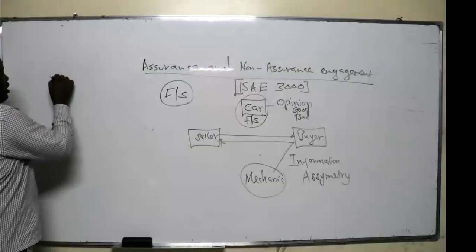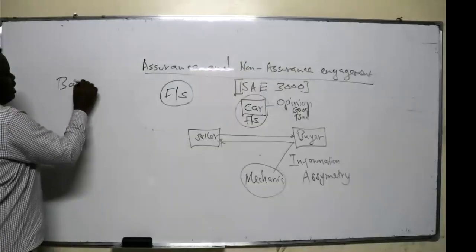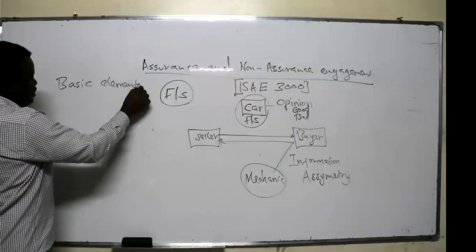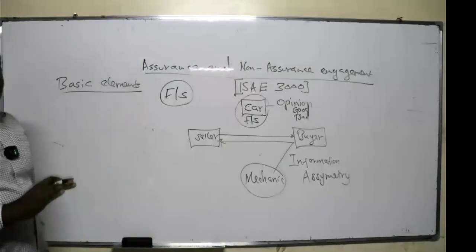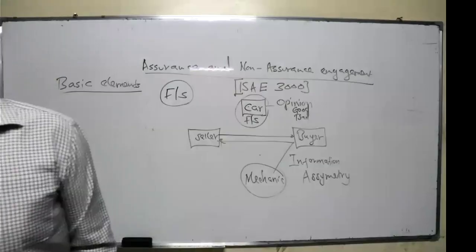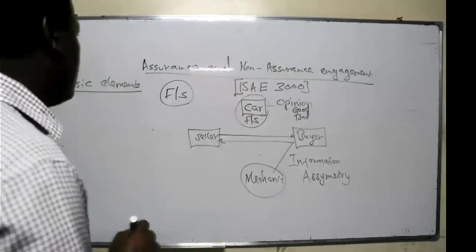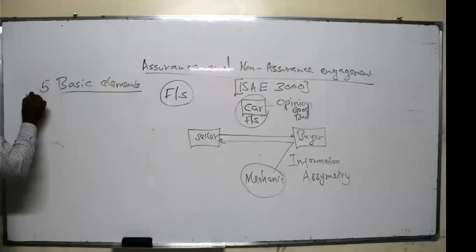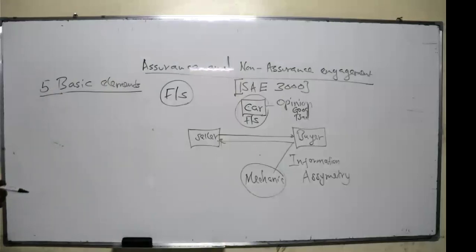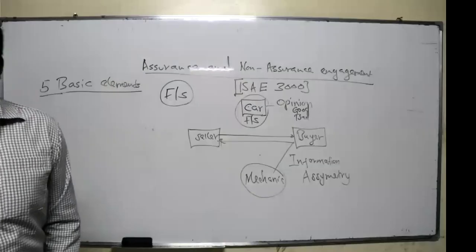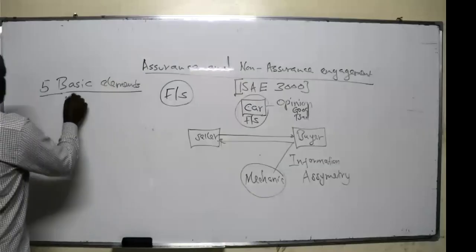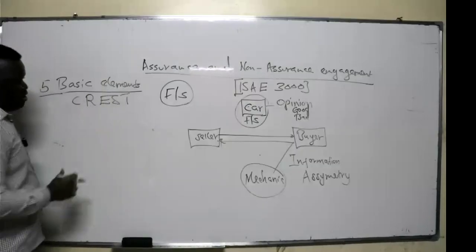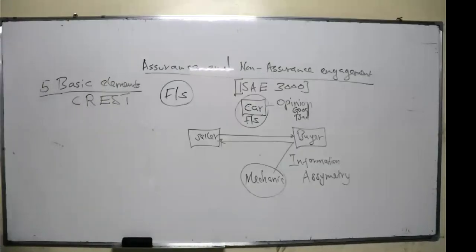All assurance engagements have what we call the 5 basic elements. Even out of the definition of the term assurance engagement, those elements do appear in that definition. We use a mnemonic, CREST, just to memorize them. The 5 basic elements form the word CREST.